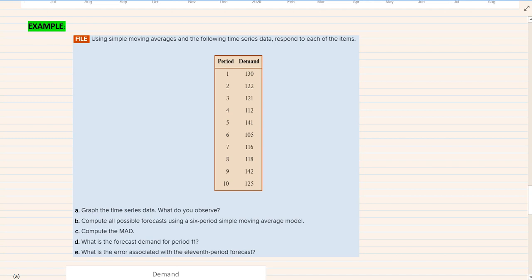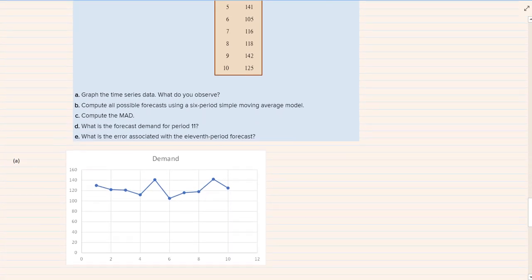So let's do A, B, C, D, and E here. In part A, graph the time series data. What do you observe? So I did this, actually, using Megastat. Well, let me correct myself. The chart itself is not done in Megastat. Megastat will do time series, but it will not do this chart. I'll show you how I did this in Excel. Very simple to do. And there you go.